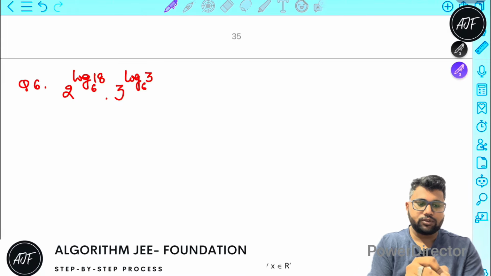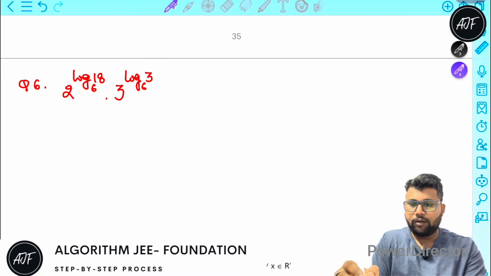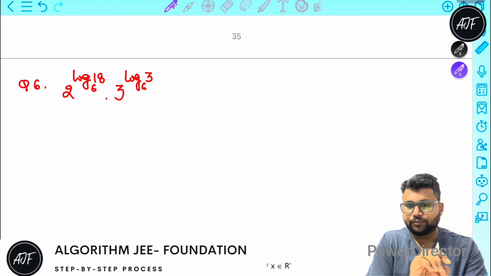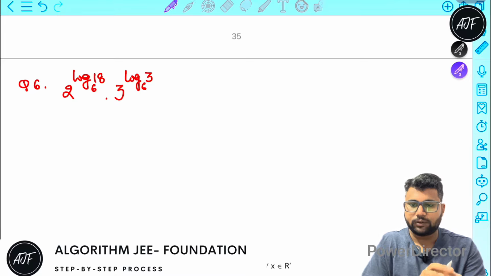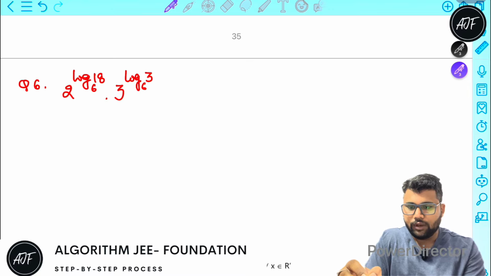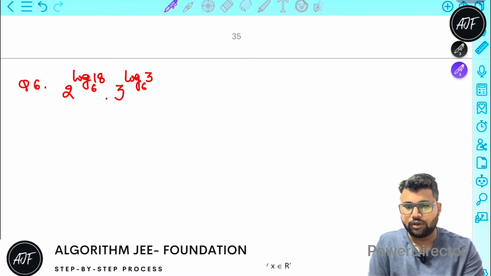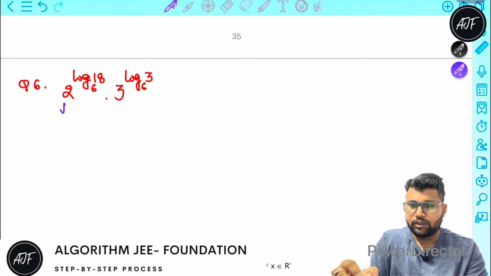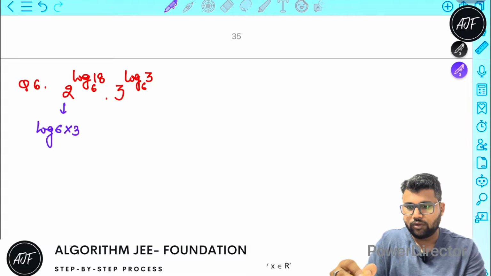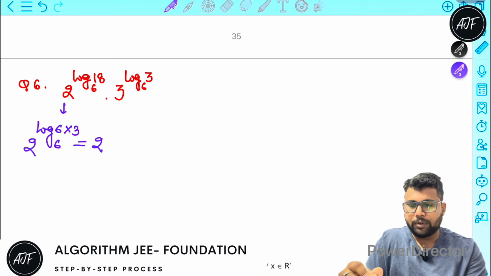Now you see the question is given 2 power log 18 base 6 plus 3 power log 3 base 6. After that, 2 into 3 directly is not possible, and both are not the same, so it is not possible. But you see this one, can you convert 18 into 6 into 3? Now I will just deal with this one, 18.